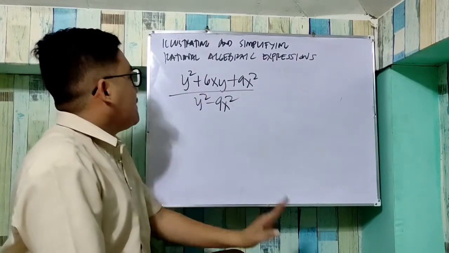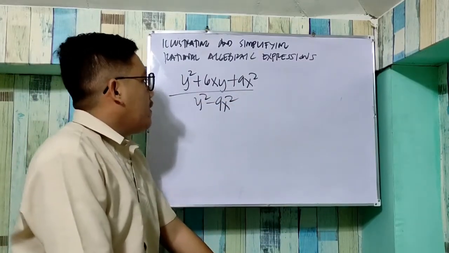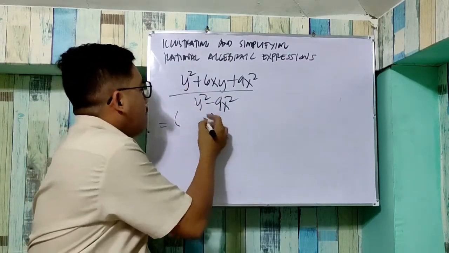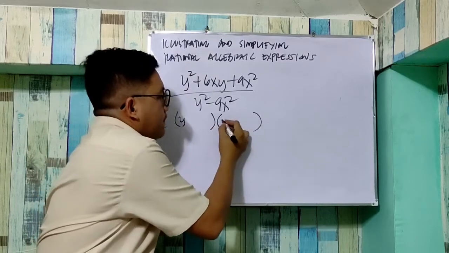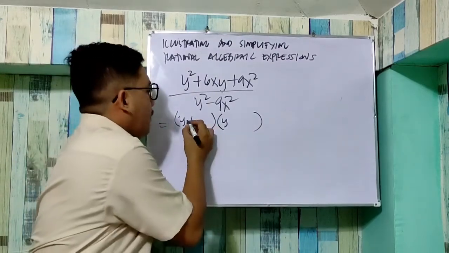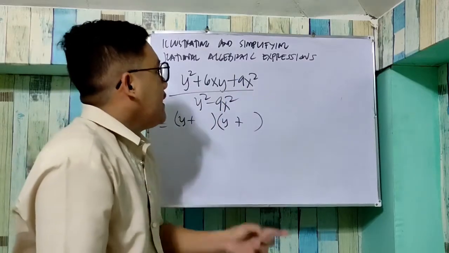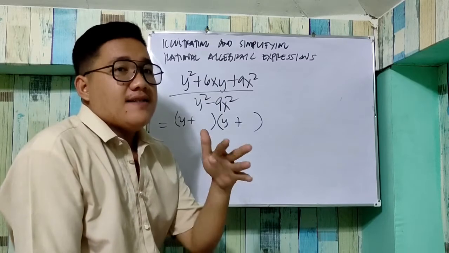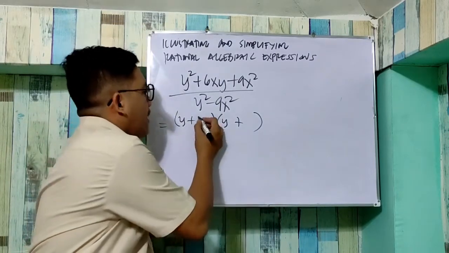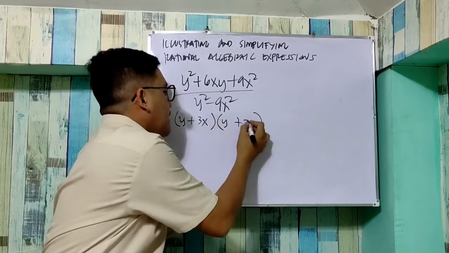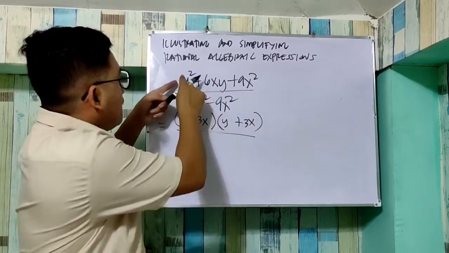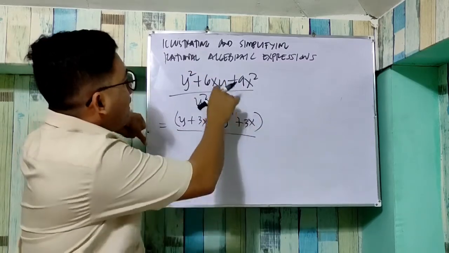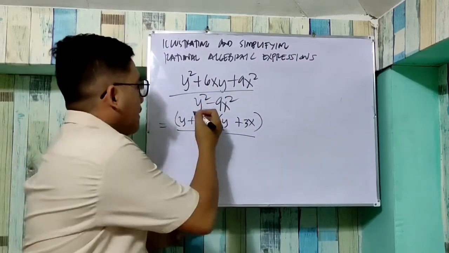Okay, so we have here y squared plus 6xy plus 9x squared over y squared minus 9x squared. Factor natin. We have y squared, we have y and y. Since all positive, ano ang factor ng 9 na pwedeng maging 6? That is 3 and 3. 3 plus 3, that is 6. 3 times 3, that is 9. So, we have 3x squared, x. So, y squared, 3x, 9x squared, 3xy, that is 6xy.